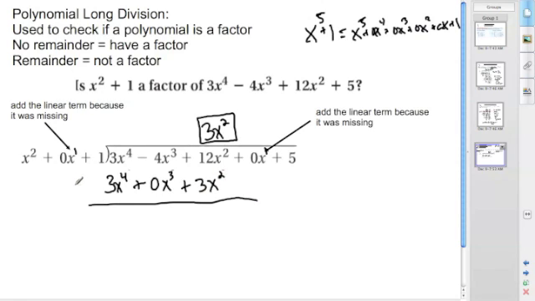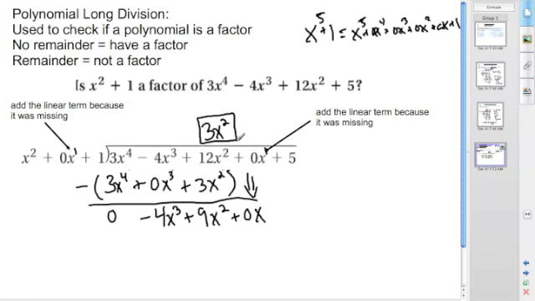And again, you are subtracting. So when you subtract, you have 0x to the 4th, which is 0, minus a 0 gives us negative 4x to the 3rd, and then you have positive 9x squared, because 12 minus 3 gives us 9. And again, we have to bring down the 0x.